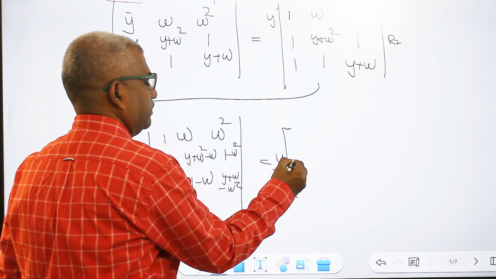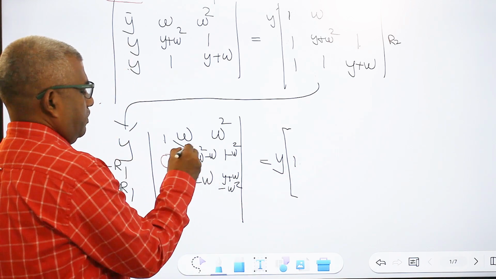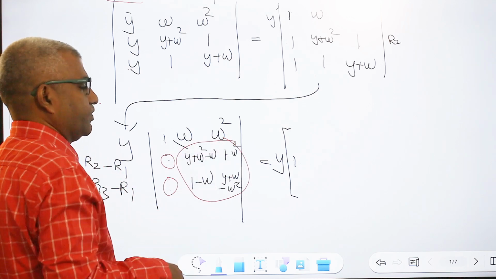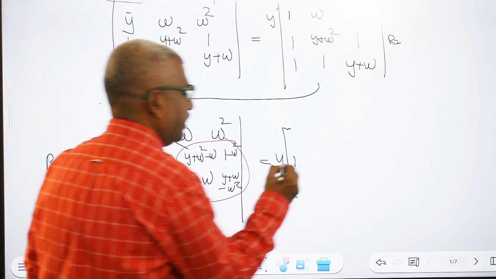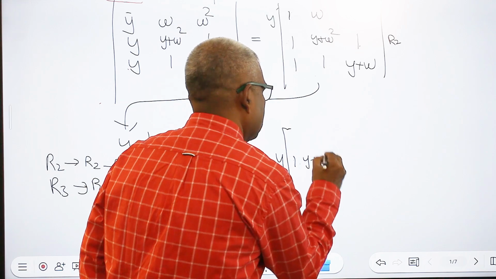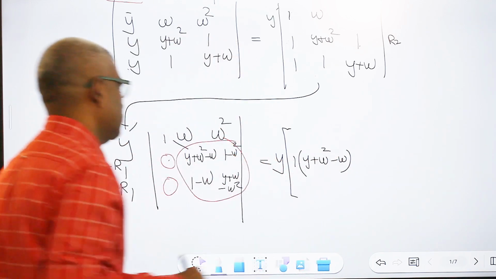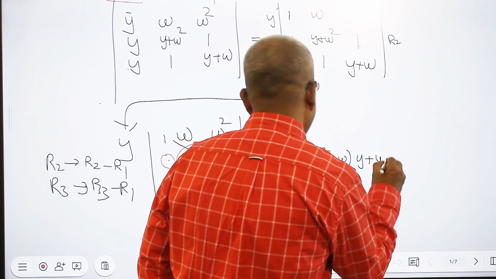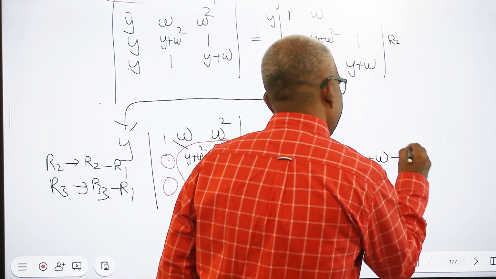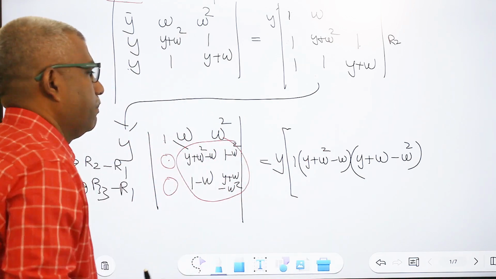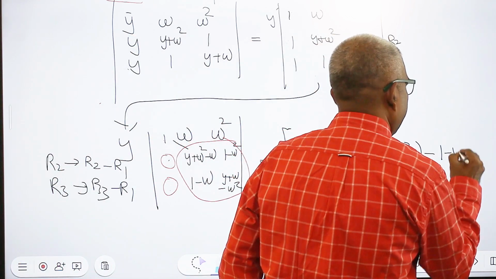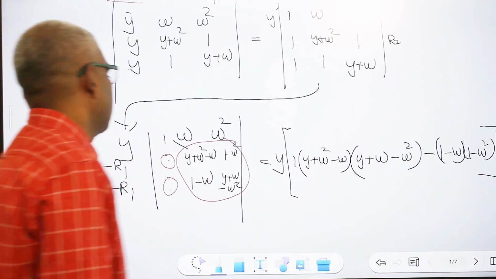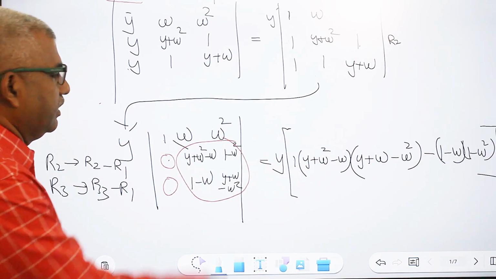Times 1. So only this determinant's value: y plus omega squared, minus omega, multiplied by y plus omega minus omega squared, minus 1 minus omega, 1 minus omega squared. Okay, very simple one. Until now you copy it down.